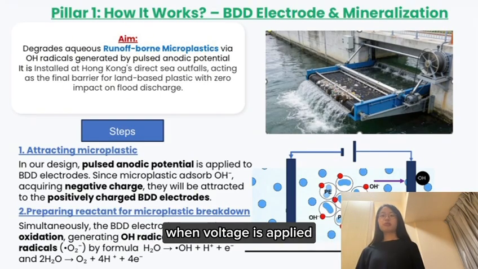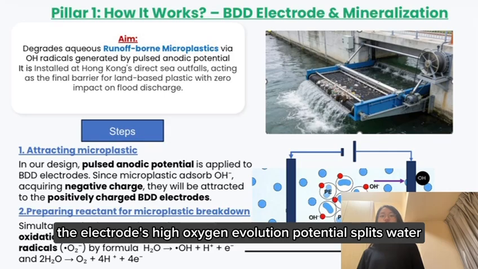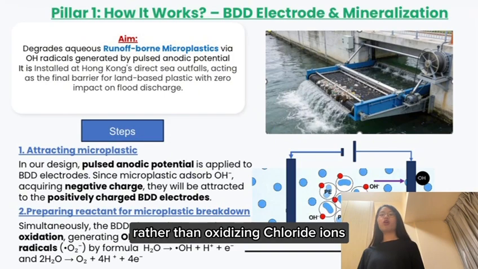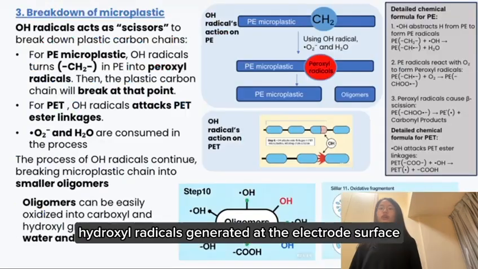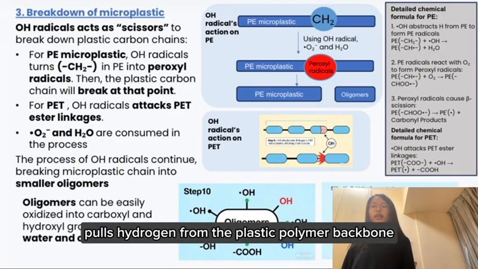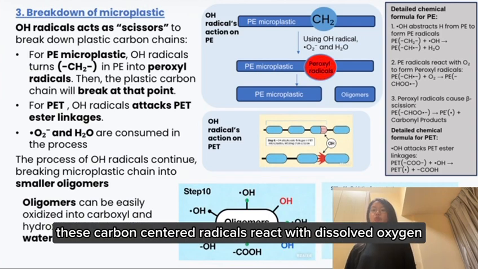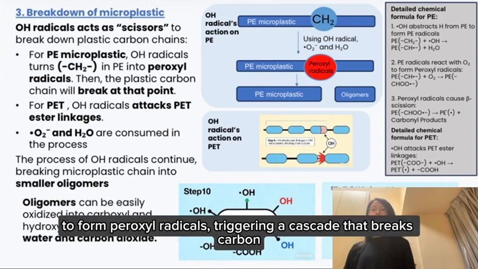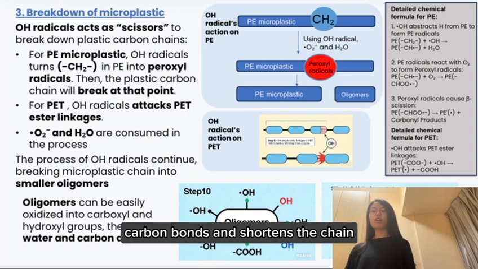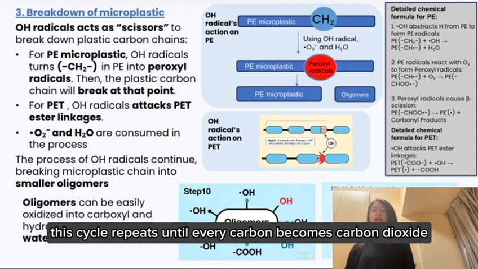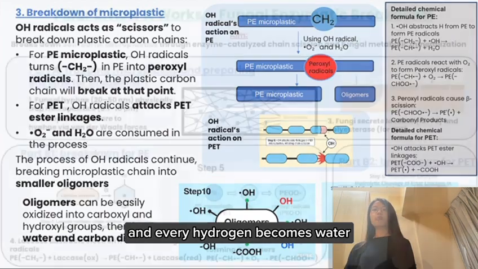When voltage is applied, the electrode's high oxygen evolution potential splits water rather than oxidizing chloride ions, producing no toxic chlorine gas. Hydroxyl radicals generated at the electrode surface pull hydrogen from the plastic polymer backbone, leaving unpaired electrons. These carbon-centered radicals react with dissolved oxygen to form peroxyl radicals, triggering a cascade that breaks carbon-carbon bonds and shortens the chain. This cycle repeats until every carbon becomes carbon dioxide and every hydrogen becomes water.